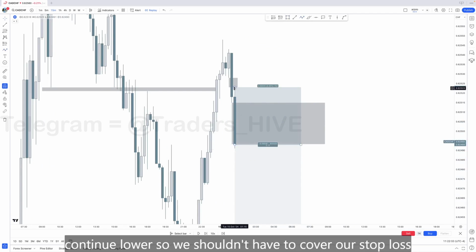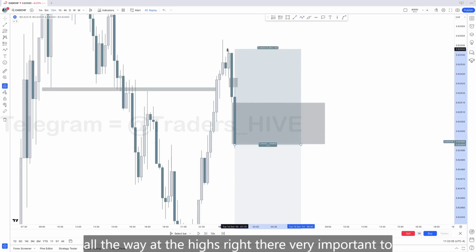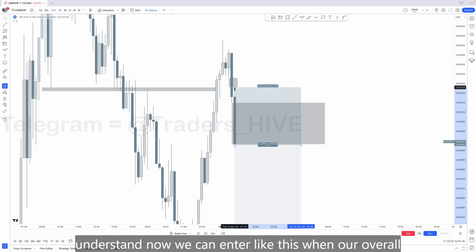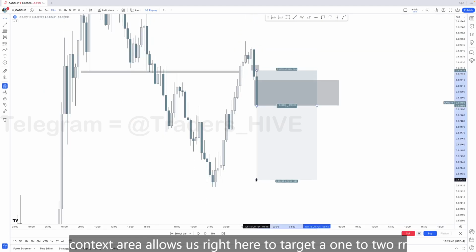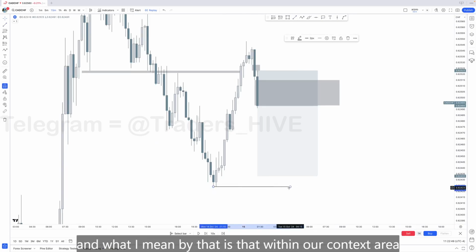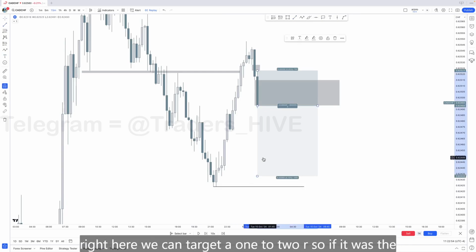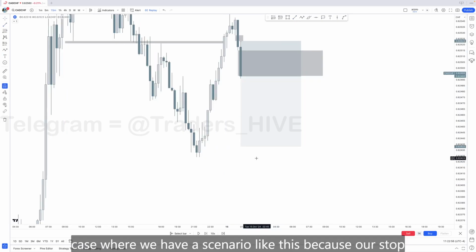So we shouldn't have to cover our stop loss all the way at the highs right there. Very important to understand. Now, we can enter like this when our overall context area allows us right here to target a 1 to 2 RR. And what I mean by that is that within our context area right here, we can target a 1 to 2 RR.